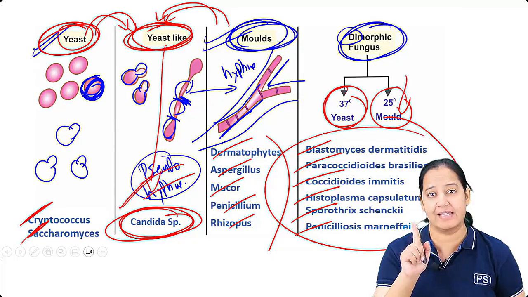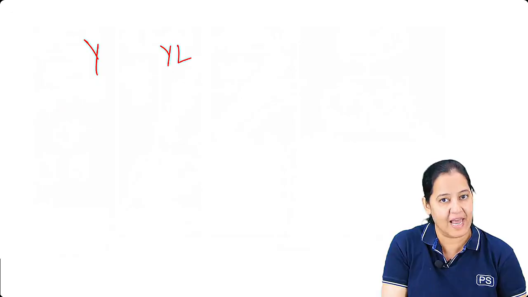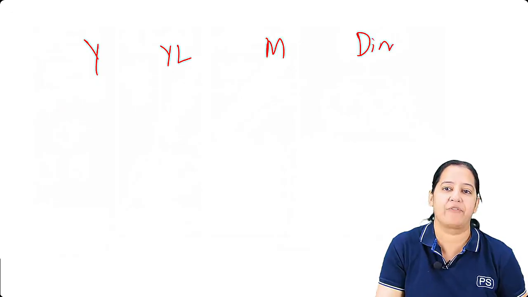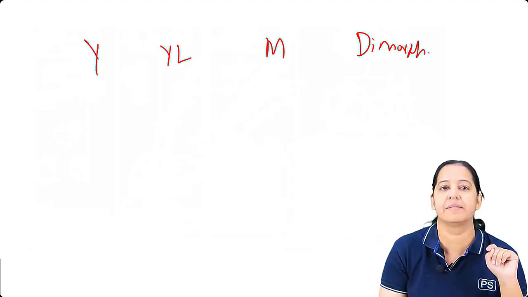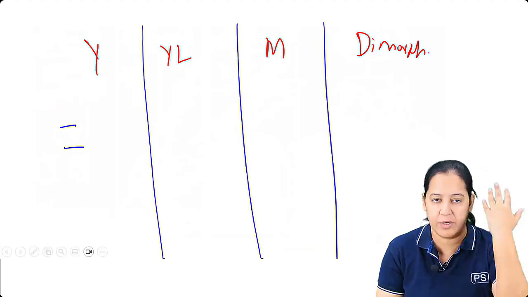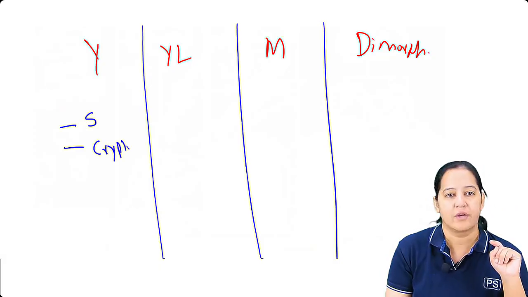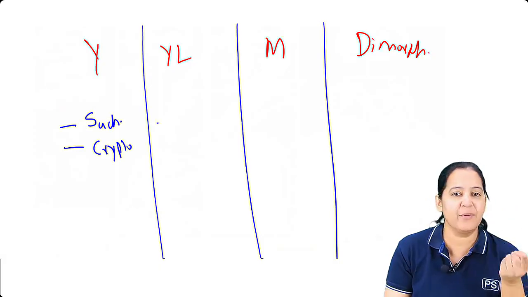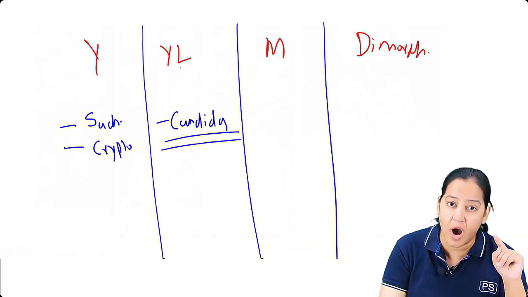This is the first classification. Okay, the first classification is done: yeast, yeast-like, mold, and dimorphic. Okay, you got it diagram-wise. I want you to learn the examples. In the yeast, we have only 2 examples. What are the 2 examples in the yeast? Ma'am, Saccharomyces and Cryptococcus. Crypto and Saccharomyces. In yeast-like there is only one. Don't forget Candida. You can't afford missing that.